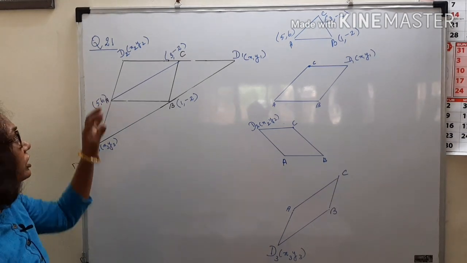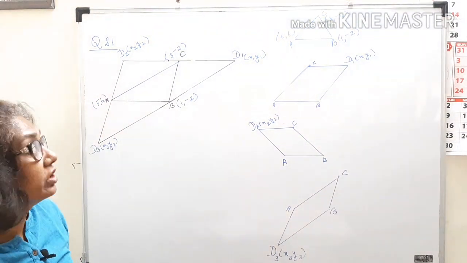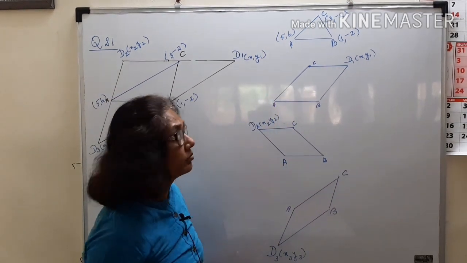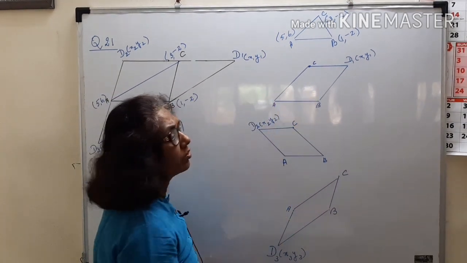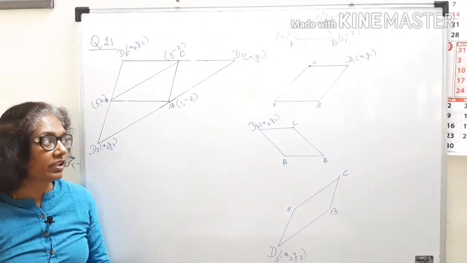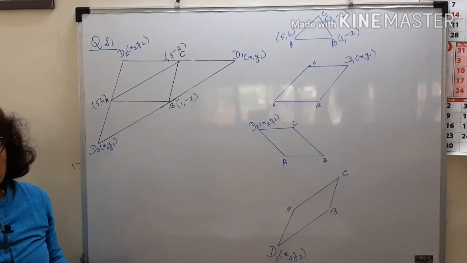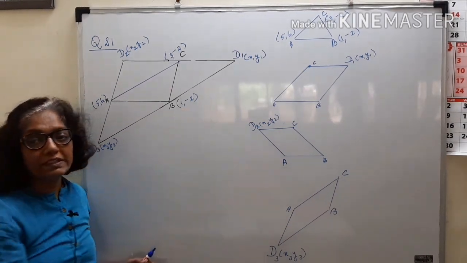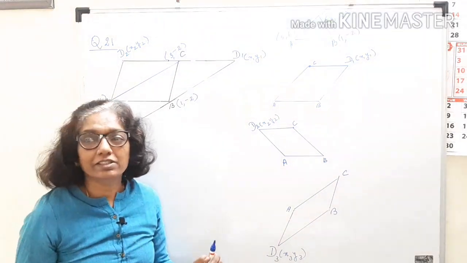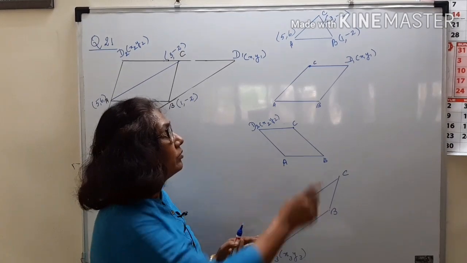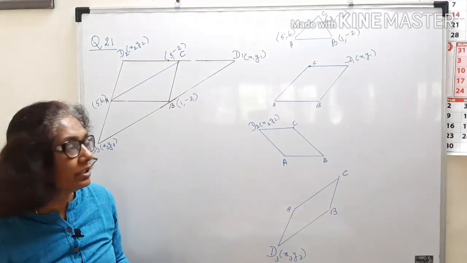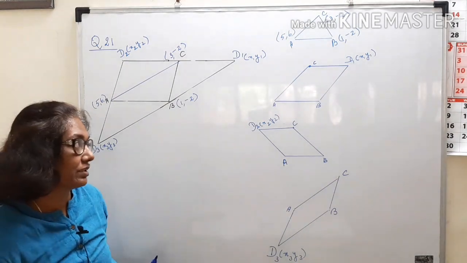Let us proceed to question number 21. See what is given to us in this question is 3 vertices A, B, C, and the corresponding coordinates are given. The question says you have to find out the possible coordinates of point D such that the quadrilateral that you get is a parallelogram. We are given 3 vertices. We need to find out the possible coordinates of the 4th vertex.